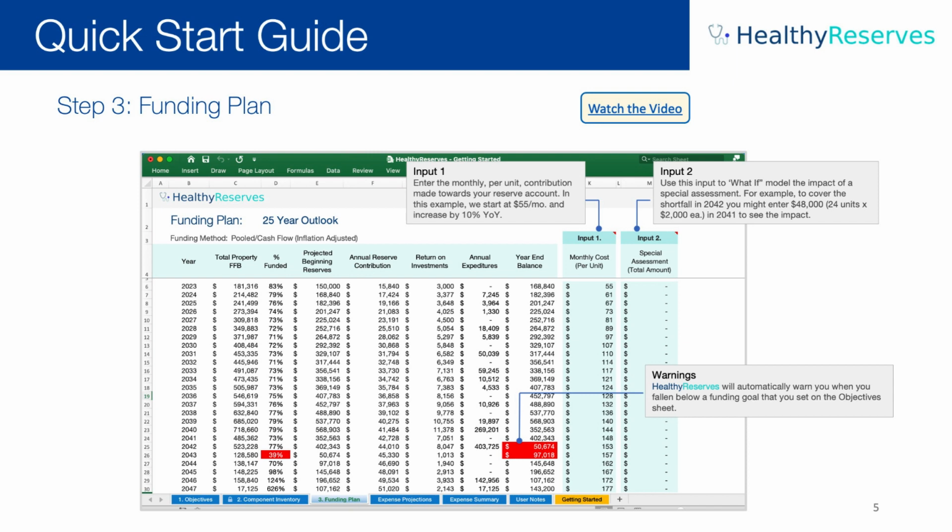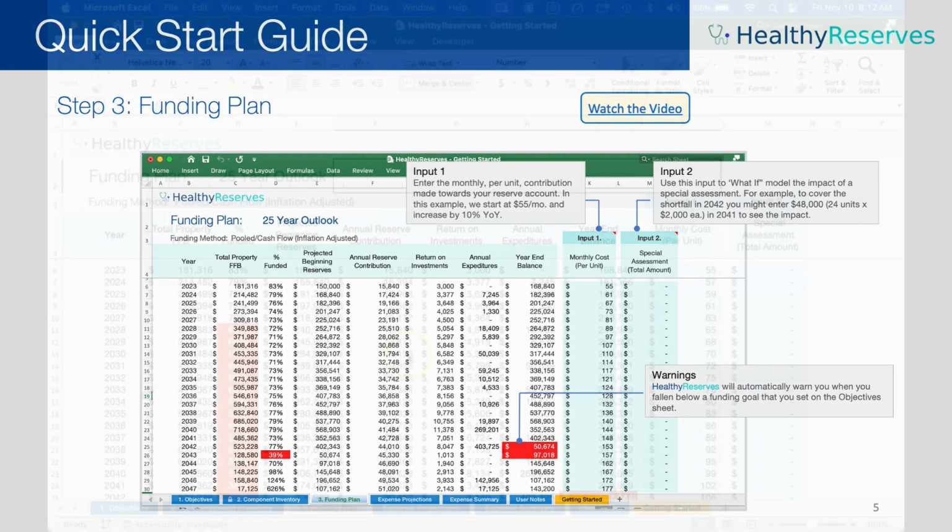For each year of our analysis, HealthyReserve calculates our total fully funded budget, our percent funded, projected beginning reserves, the annual reserve contribution, our assumed return on investments, our annual expenditures, and finally, our year-end reserve balance. The final two columns are input areas for modeling your reserve funding alternatives, which we'll take a look at next.